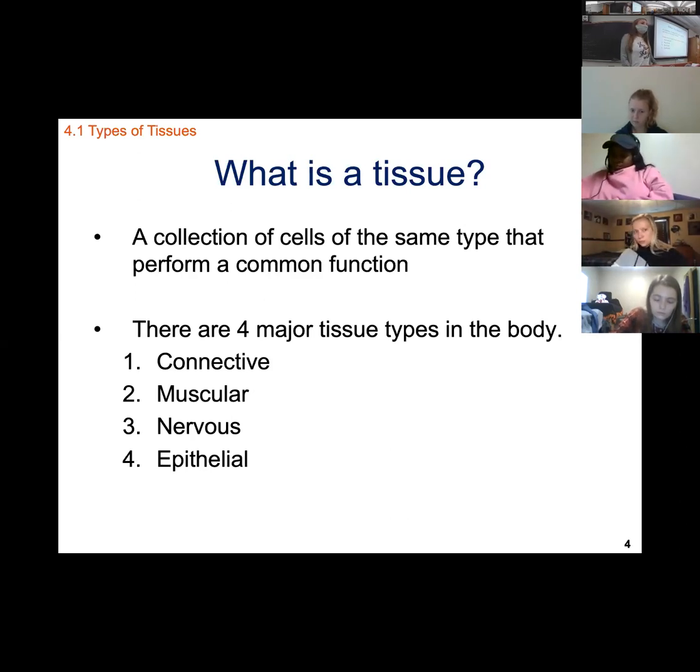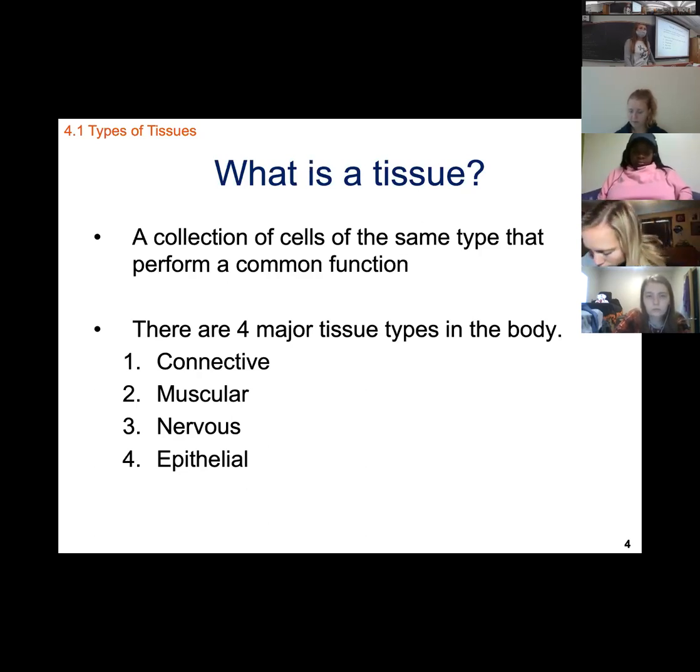So when I think of a tissue, I think of your connective tissue, your muscular tissue, your nervous tissue, your epithelial tissue. These are the 4 major types in the body. Your tissues make up your organs. Your organs make up your organ systems, okay? So we're working from something really small and making it into something bigger and bigger, and seeing how those work together in relation.